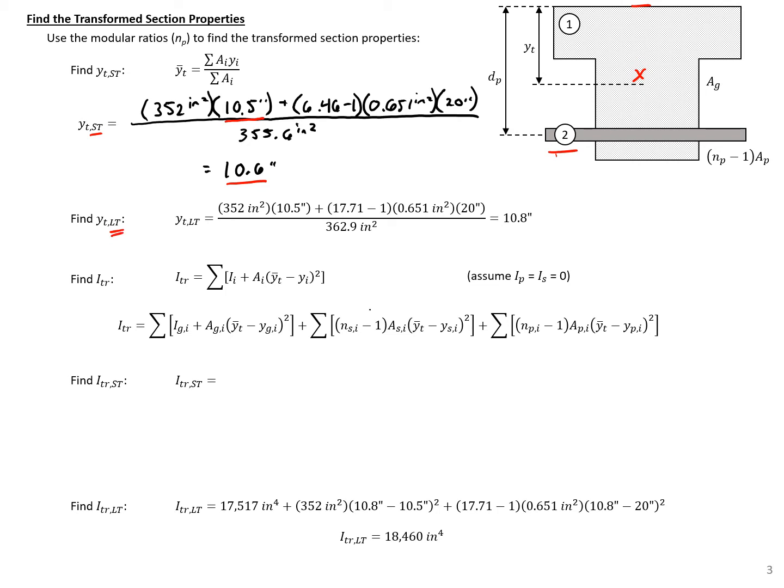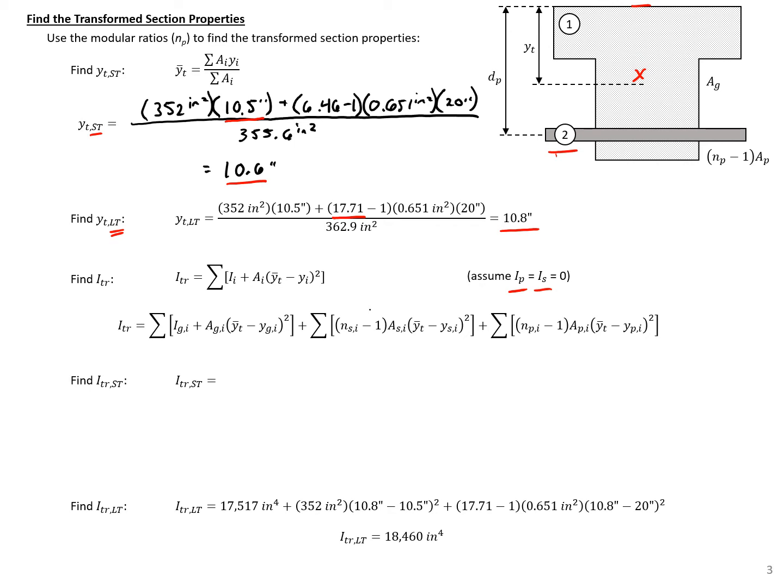We can do the same thing with our long-term modular ratio. We're just switching out that value there. And we can find a distance between the top and the centroid of our transform section, taking into account our time effects, equal to 10.8. We can then find our short-term and long-term transform moment of inertia. And again, we'll use parallel axis theorem, and we'll assume that our moment of inertia of the pre-stressing and any steel itself is just equal to 0. So for steel and pre-stressing, we're only going to consider the AD squared component in the parallel axis theorem.